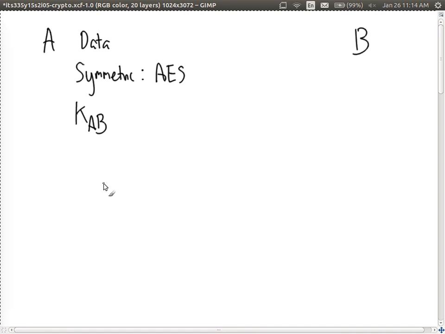In practice, how do we get this key from A to B? Send it to them. If we send the key to B unencrypted and someone intercepts that, then they can learn the key. So we can't send the key to B unencrypted.